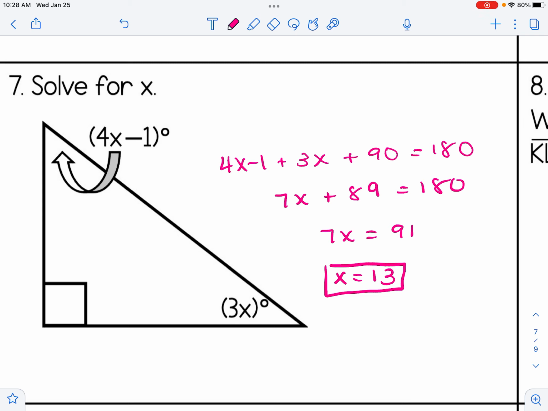If we wanted to check it, we could certainly plug back in. Make sure if I plug in 13 here, I'm going to get 39 degrees. If I plug in 13 here, I'm going to get 52 degrees. 51 degrees once I subtract 1. And I see that my angles in the triangle do add up to 180.